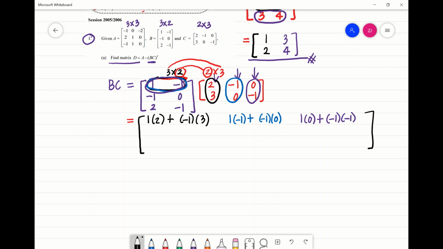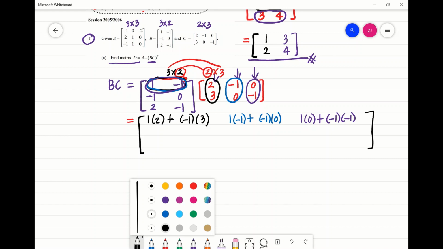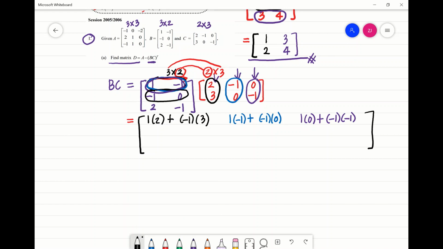Then next, we're going to multiply this second row with the first column here. So we will have -1 times 2 plus 0 times 3, and then the second row multiplied by the second column, so we will have -1 times -1 plus 0 times 0, and then we will have this row multiplied by this column, so we will have -1 times 0 plus 0 times -1.